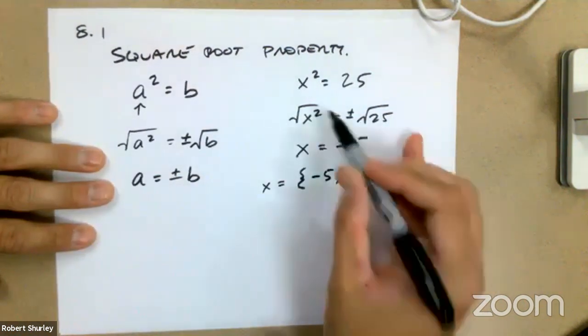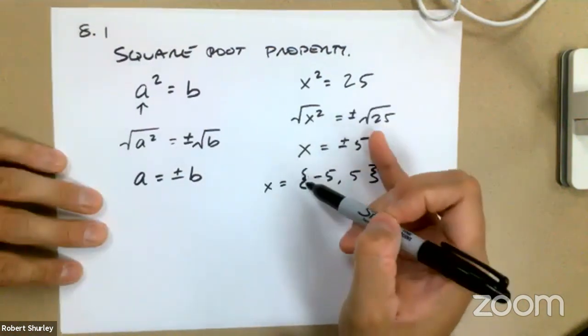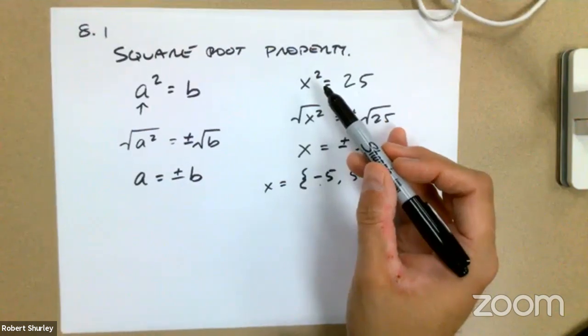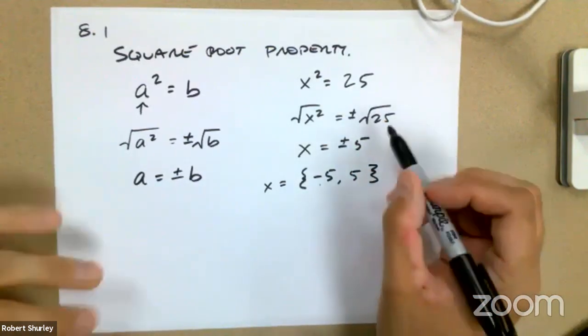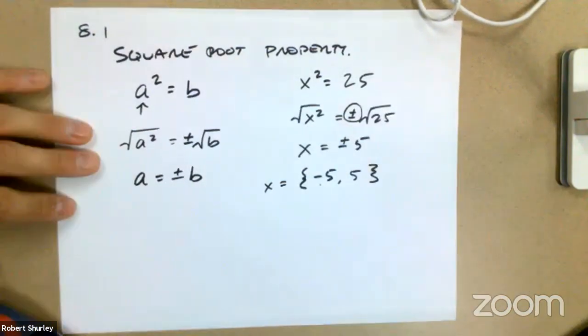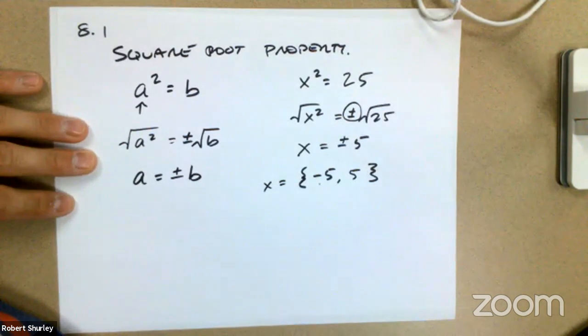And it kind of makes sense, right? 5 squared is 25, but also -5 squared would also be a positive 25. That's why we have to have the plus or minus.